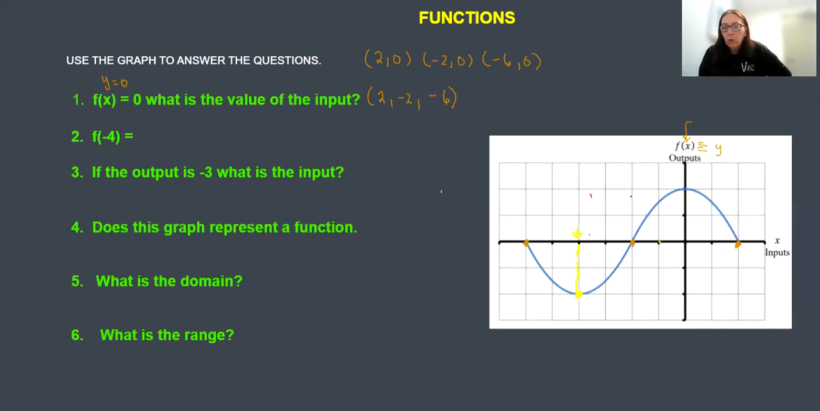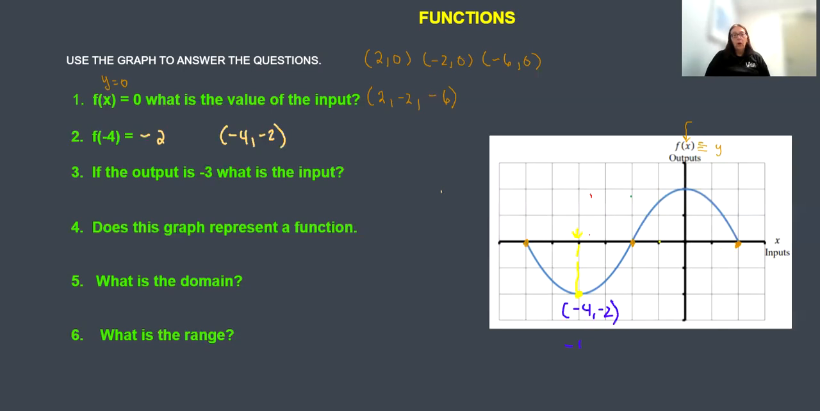We got -4, comma, and it goes down to -2. -4, -2. All right, let's erase that here, make it look a little better. So when I input -4, the output is -2. That's what it tells me. When I input -4, the output is -2.